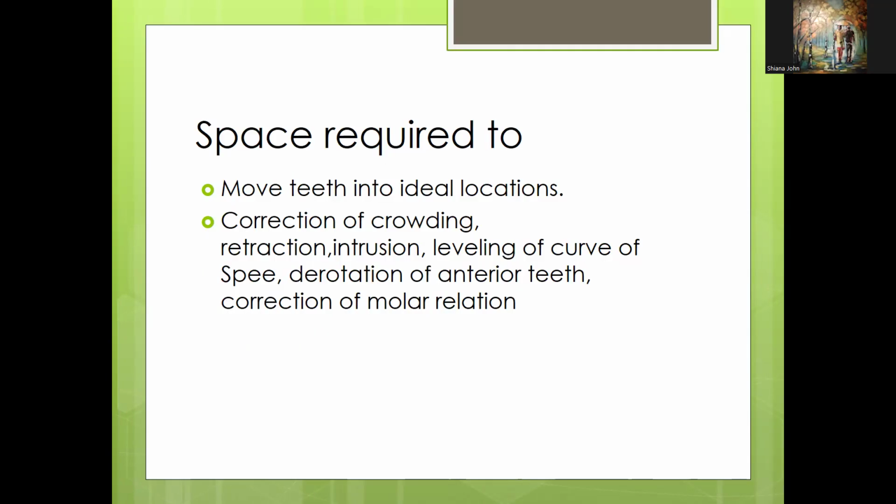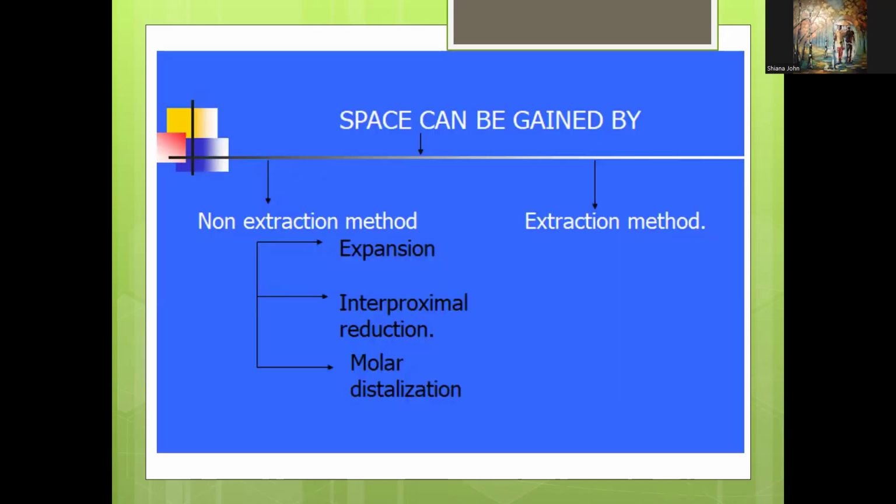Space is required to move the tooth into ideal location. It is needed for correction of crowding, retraction, intrusion, leveling of the curve of Spee, derotation of anterior teeth, and correction of molar relation. Space can be gained by two methods, that is the non-extraction method and the extraction method. The non-extraction method includes expansion, interproximal reduction, and molar distalization.